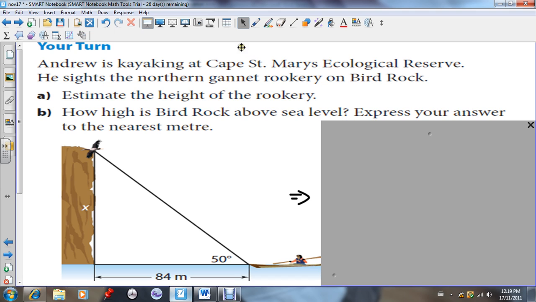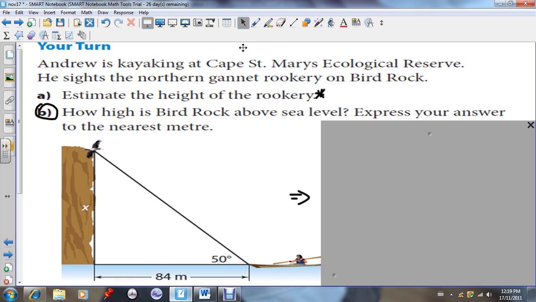What I want you guys and girls to do is read this question. Okay? Andrew is kayaking at Cape St. Mary's Ecological Reserve. He sights the northern gannet rookery on Bird Rock, whatever that is. Estimate the height of the rookery. Number 1 here. We don't really care about this, but you could do it anyhow. Here's the one I want you to do. Do B. How high is the bird above sea level? Express your answer to the nearest meter. So you have to round to the nearest meter.